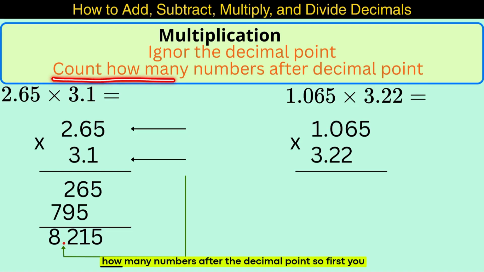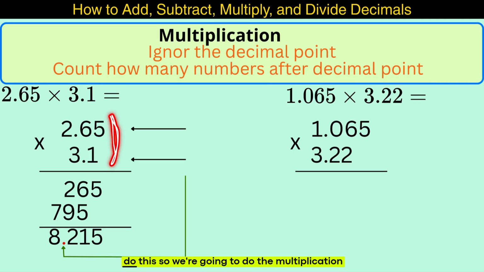How? Count how many numbers after a decimal point. So first, you do this. So we're going to do the multiplication of 265 times 31 first. So you have here 1 times 5 is 5, 1 times 6 is 6, 1 times 2 is 2. Then 3 times 5 is 15, carry the 1. 3 times 6 is 18, carry the 1, that's 19. 3 times 2 is 6, add 1, that's 7.